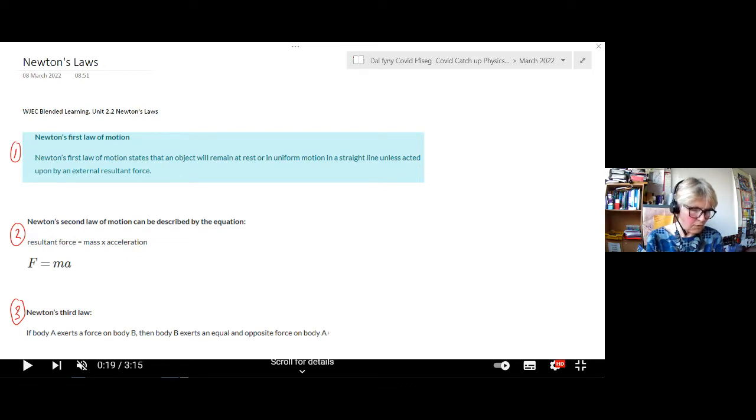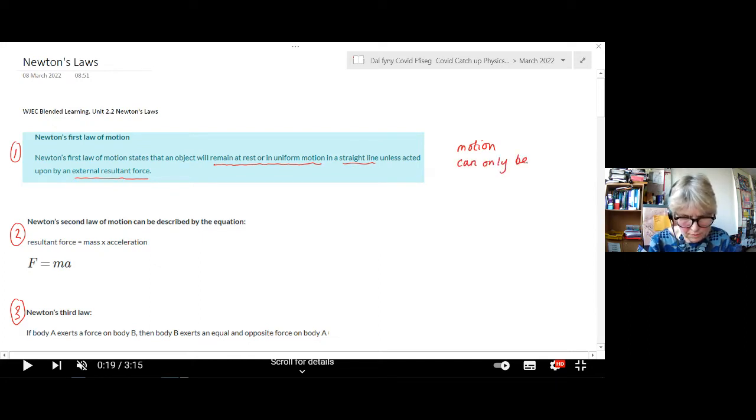So, for example, Newton's first law of motion states that an object will remain at rest or in uniform motion in a straight line unless acted on by an external resultant force. Now, I think that's a bit of a mouthful. So what I tend to say to my pupils is, remember that the motion of a body, of anything, can only be changed by an unbalanced force.